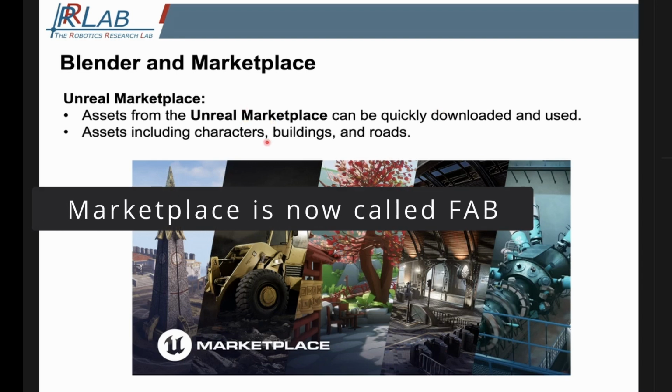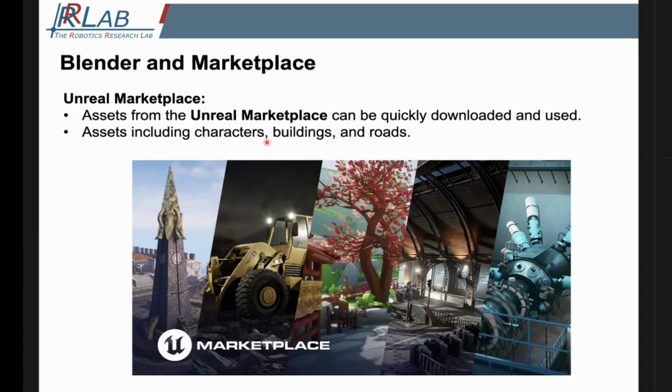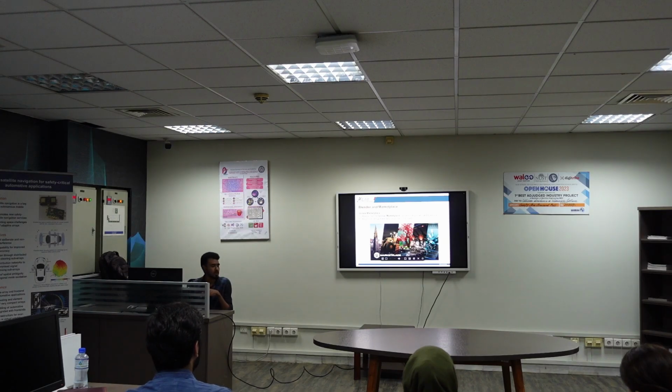This Unreal Marketplace is the most popular website used by Unreal users, but there are other websites which we can download models from. Assets include characters, buildings, and roads. We can see here, for example, we can download assets such as this tower or the vehicle. We have also some trees that we can download. We can even have full environments such as this train station, and the last one is a power plant. So we can import this stuff directly from Unreal Marketplace, and we can use it in our simulation.